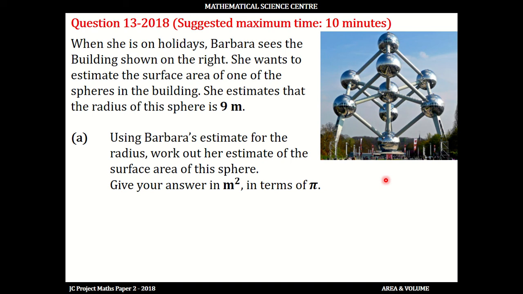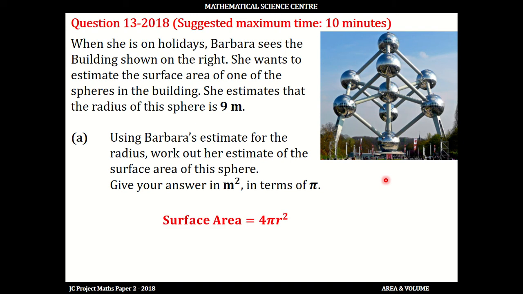It's unusual for them to allow you to leave your answer in terms of pi. That's easier for you. Okay, so we're going to leave the answer in terms of pi. Now, from your formula sheet, what's the surface area for a sphere? 4 pi r squared. So the surface area for a sphere is 4 pi r squared.